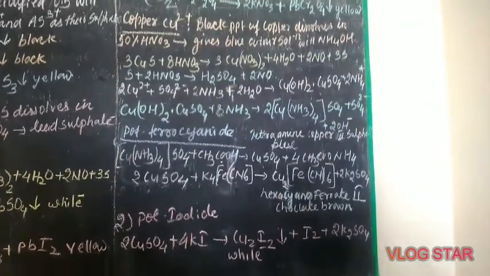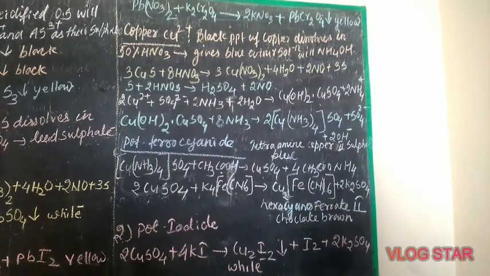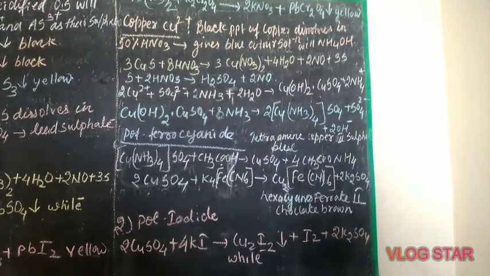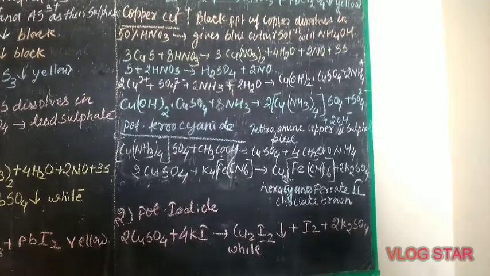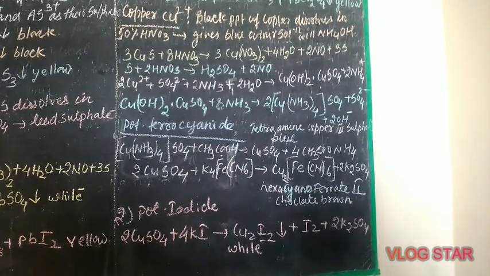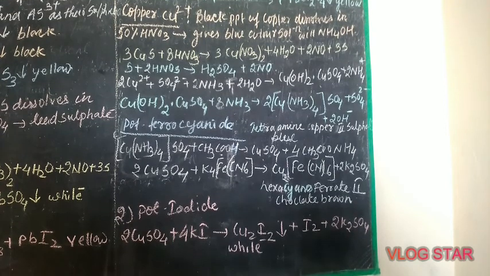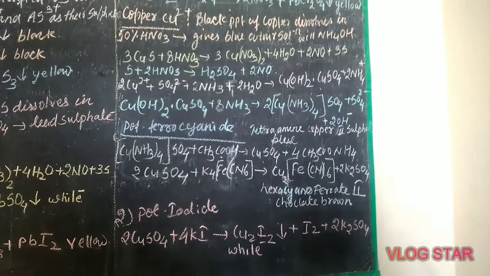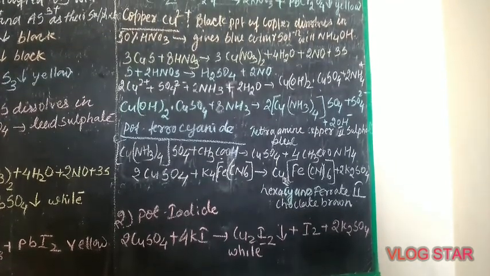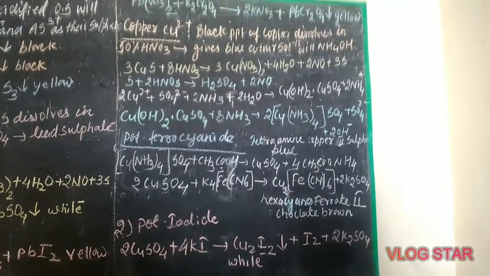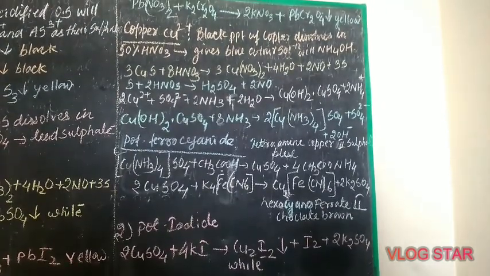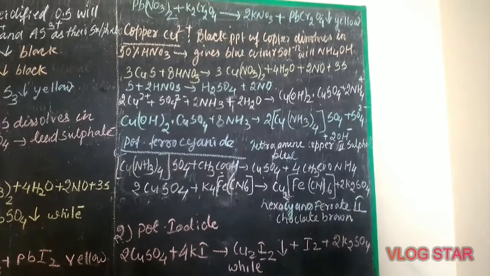Next radical is copper. So we'll see the reaction for copper. Cu2+. The black precipitate of copper sulfide dissolves in 50% HNO3 and it gives blue color solution with ammonium hydroxide. The reaction is 3CuS + 8HNO3 gives 3Cu(NO3)2 + 4H2O + 2NO + 3S. When you prolong the heating, the sulfide changes to sulfate. S + 2HNO3 gives H2SO4 + 2NO.